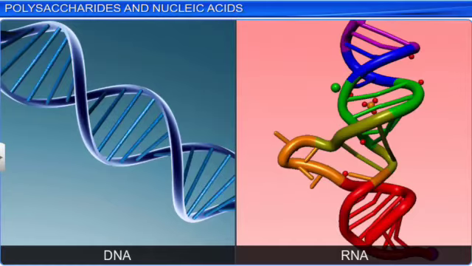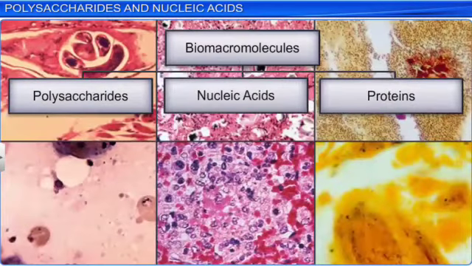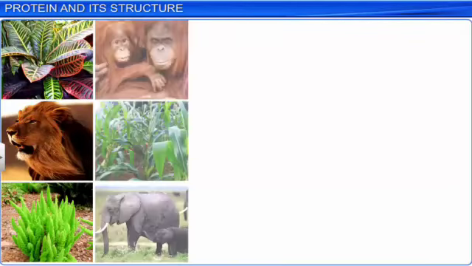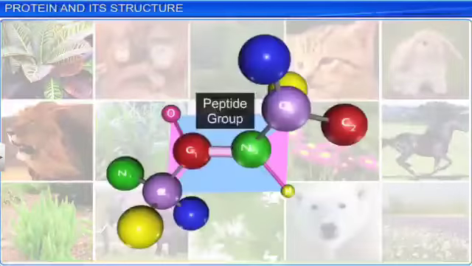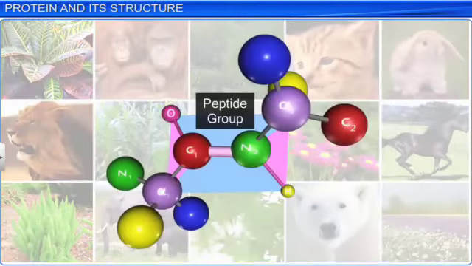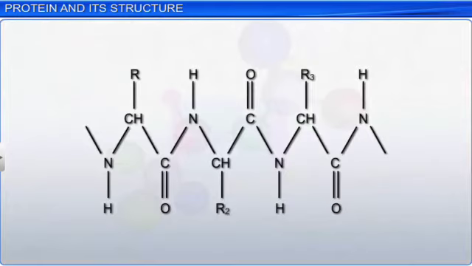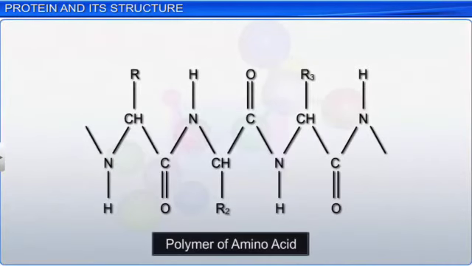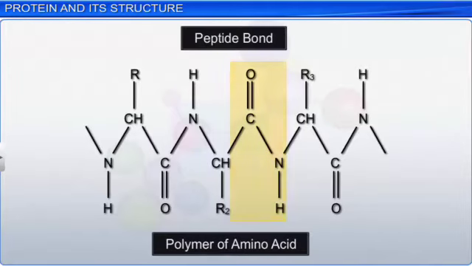Together, polysaccharides, nucleic acids, and polypeptides or proteins form the macromolecular fraction of all living tissues. Proteins are important biomolecules needed by all living organisms. They are polymers of amino acids arranged in a linear chain and linked by peptide bonds. Therefore, they are also known as polypeptides.